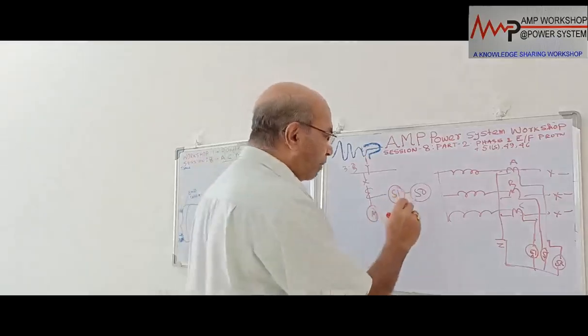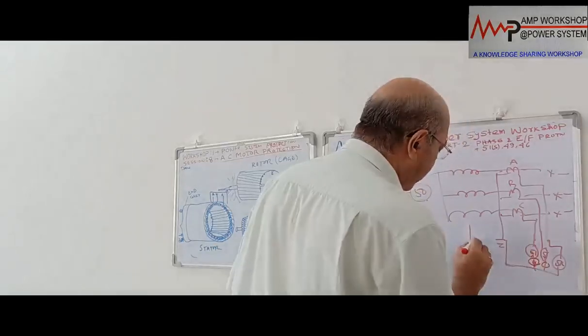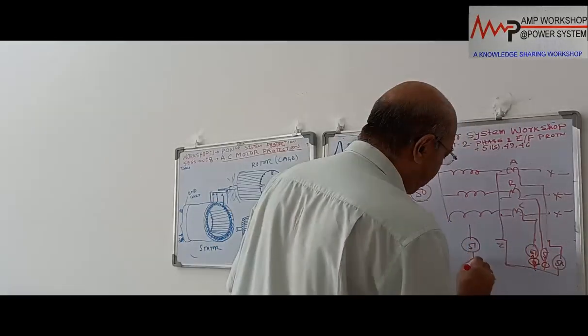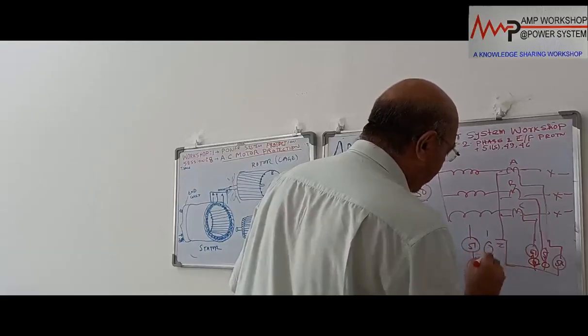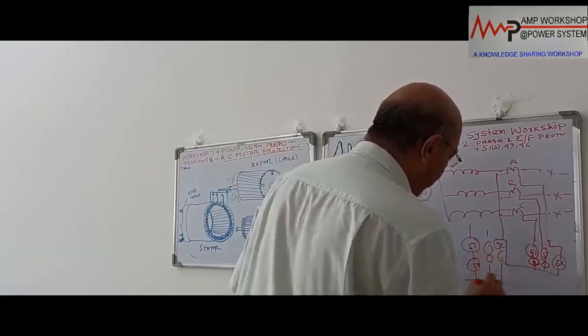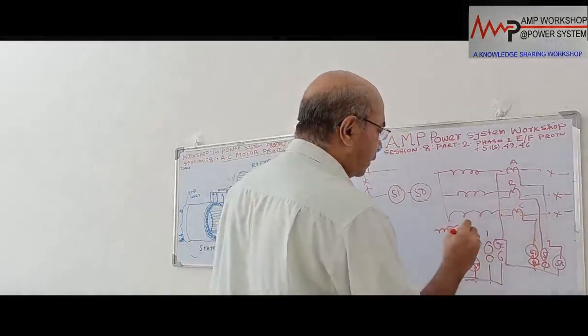Now if we provide a 50, we can connect the 50 also over here in series with this. That means there will be 51 and then 50. Then the CT will be shorted, and it is connected over here.